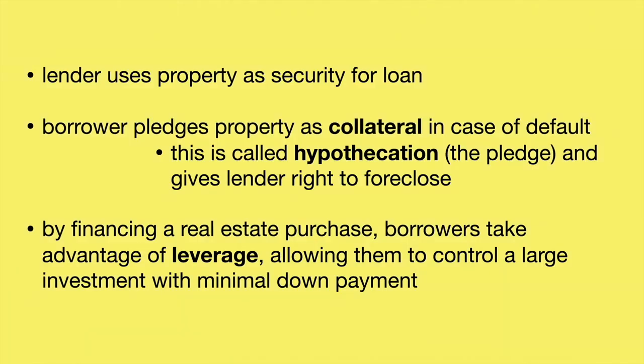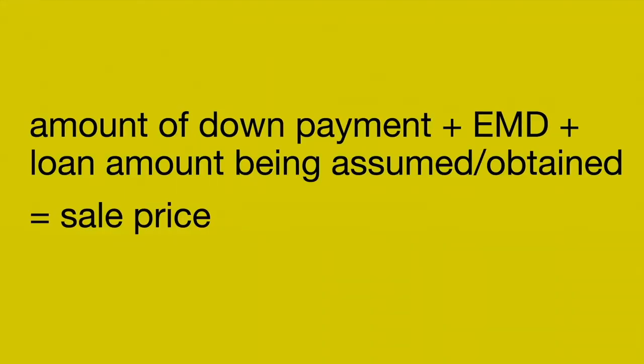The lender uses the property as security for the loan. The borrower pledges the property as collateral in the case of default. This is called hypothecation, the pledge, and gives the lender the right to foreclose. By financing a real estate purchase, borrowers take advantage of leverage, allowing them to control a large investment with a minimal down payment.